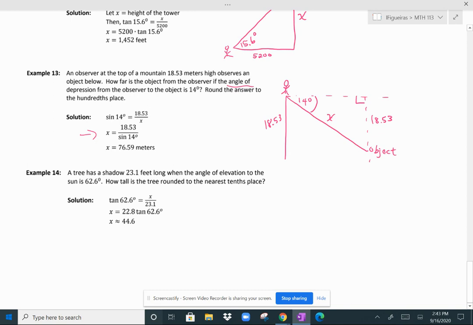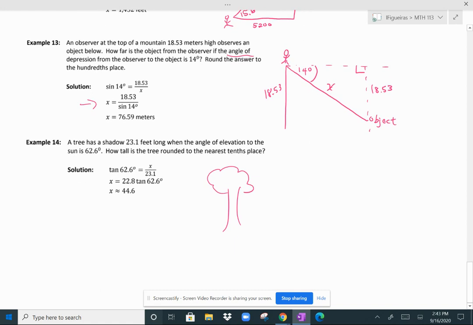Okay, here's one more. We have a tree, and the tree casts a shadow that is 23.1 feet long. When the angle of elevation to the sun is 62.6 degrees, how tall is the tree rounded to the nearest tenths place? All right, so this tree casts a shadow. It is 23.1 feet long. We know that there's an angle of elevation, which is 62.6 degrees. And the question is, how tall is the tree? So that's this, which is X.